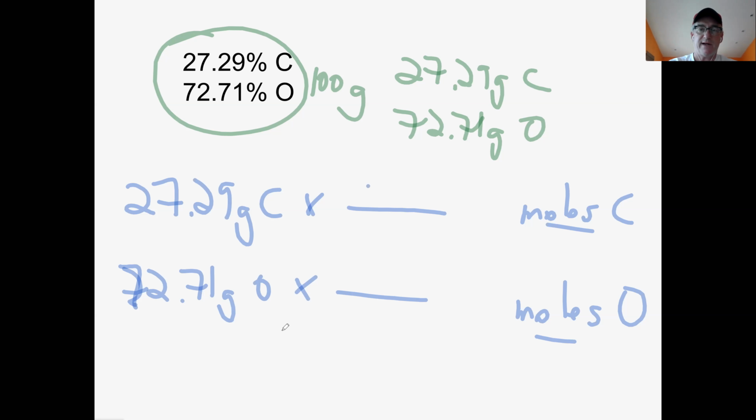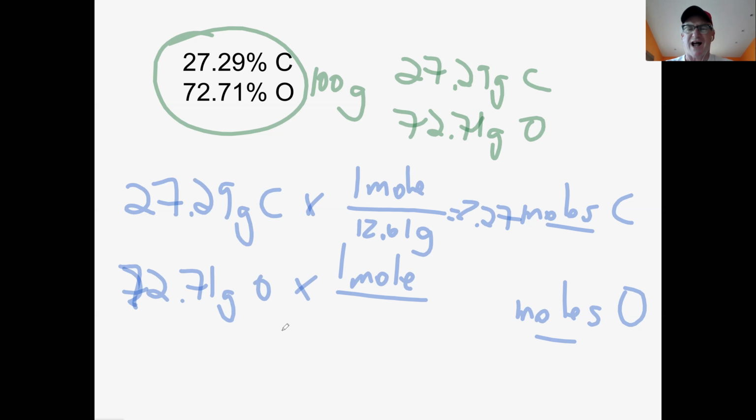So when I do my conversions, I put mole on the top. Now 1 mole of carbon is, right, 12.0. That's the easiest conversion ever. You just look it up on your periodic table that you have tattooed on your forearm. And so how many moles of carbon is that? 2.27, man, good job. 2.27 moles of carbon. How many moles of oxygen do I have?